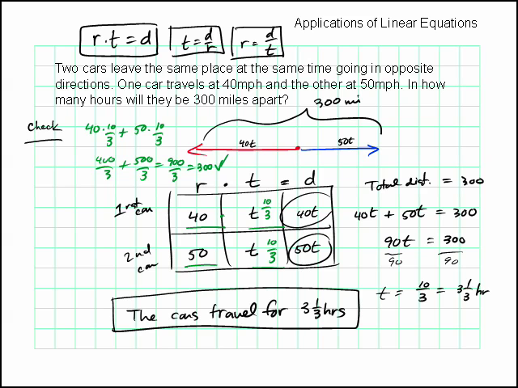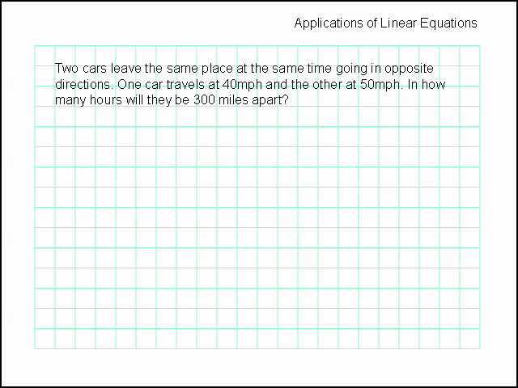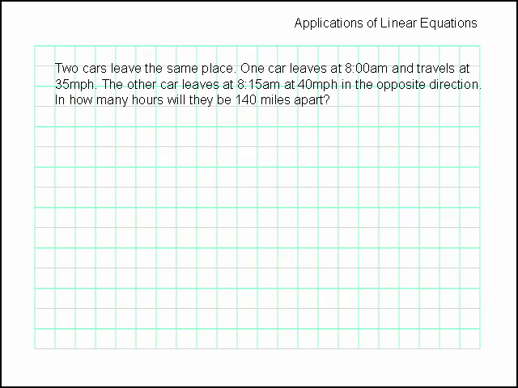Check. Okay. Next question. Two cars leave the same place. One car leaves at 8 a.m. and travels at 35 miles per hour. The other car leaves at 8:15 at 40 miles per hour in the opposite direction. How many hours will they be 140 miles apart? Very, very similar to the last problem we just did. The only difference is that one car leaves before the other, and so it adds just a little bit more difficulty to the problem.